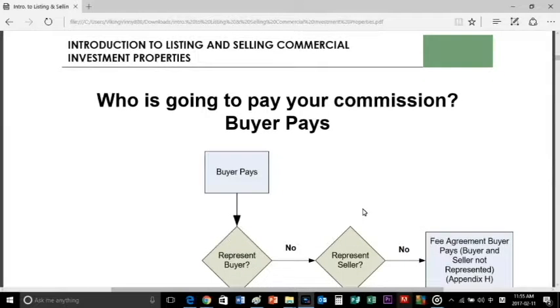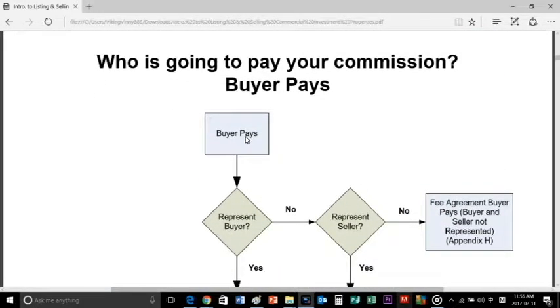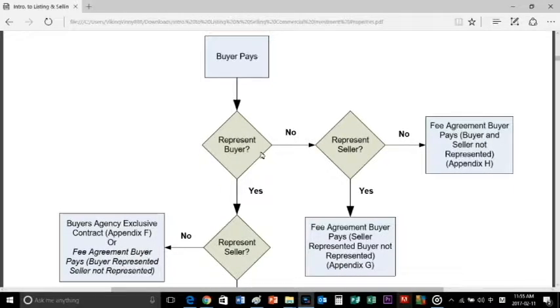So, who's going to pay your commission? Buyer pays. So, buyer pays. So, you represent the buyer. If no, you represent seller. If no again, there's a fee agreement, buyer pays, buyer and seller not represented, Appendix H. If you say yes to represent the seller, fee agreement, buyer pays, seller represented, buyer not represented, Appendix G.